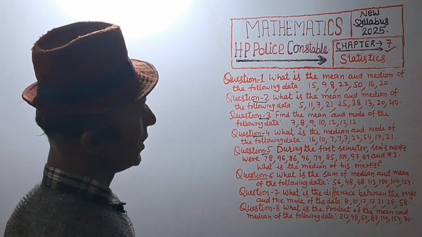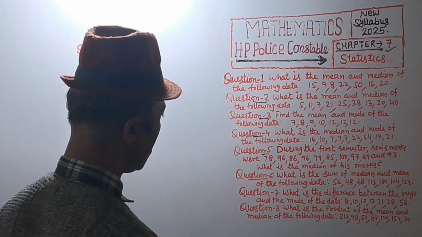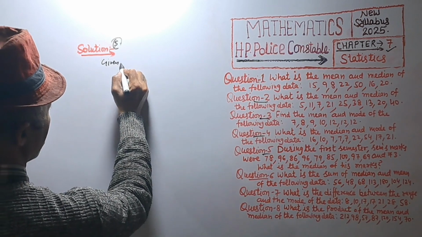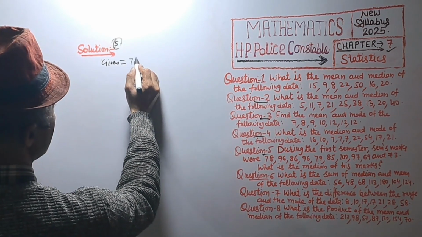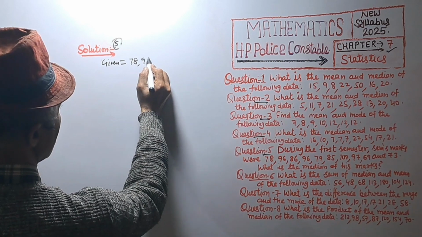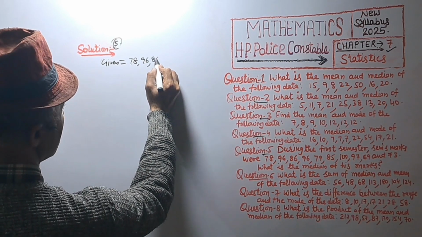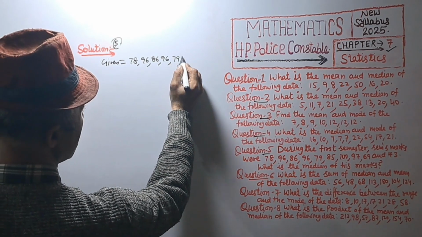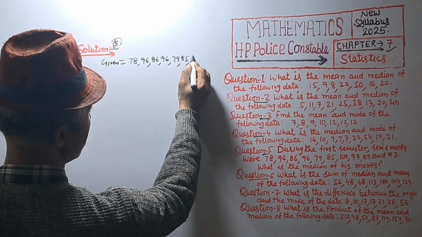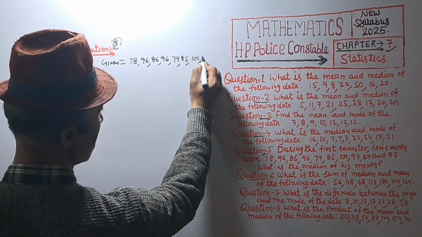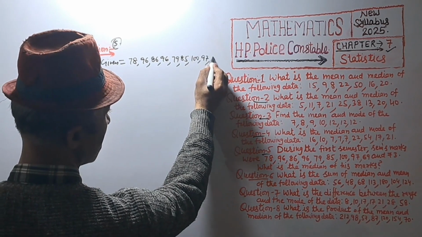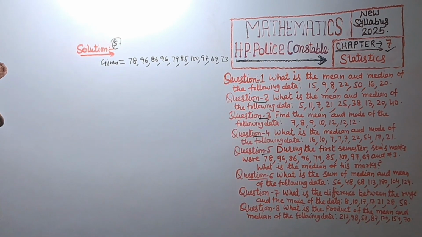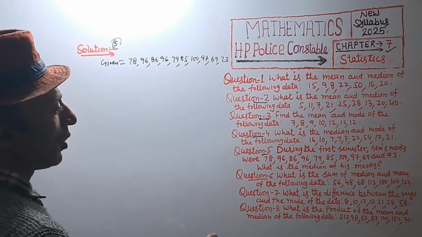Question number 5. During the first semester, marks were given: 78, 96, 86, 96, 79, 85, 100, 97, 69 and last 73. What is the median of his marks?